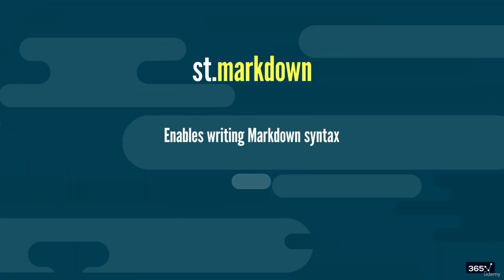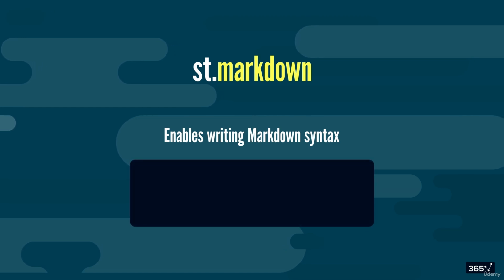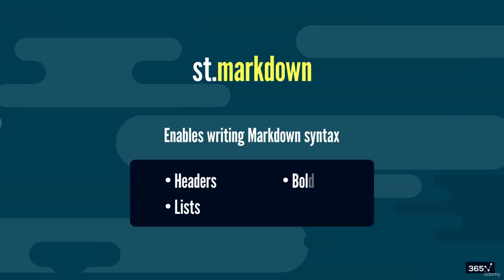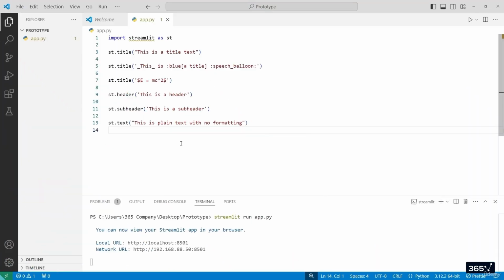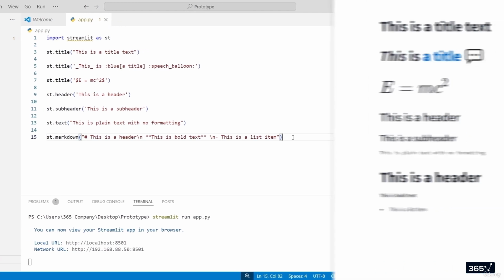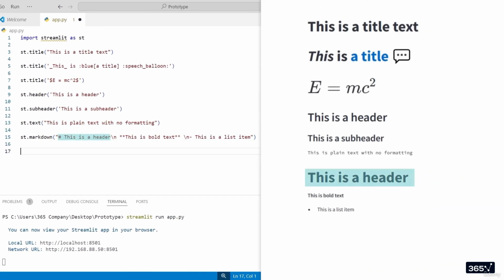As expected, it's a simple text with no formatting. Next is the markdown method, enabling you to create markdown syntax for adding formatting like headers, lists, bold text, and italics. For instance, if we write st.markdown and the following text, we're going to get a formatted sentence. In this case, the hash symbol creates a header, the double asterisks bold the text, and the dash makes a list item. You'll also notice a backslash and an N in the code, representing a new line.